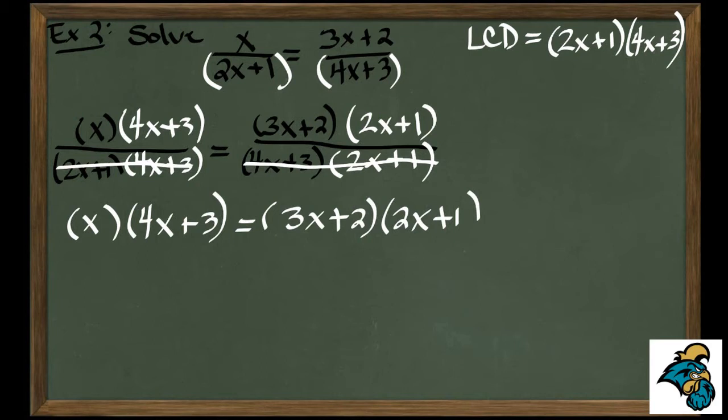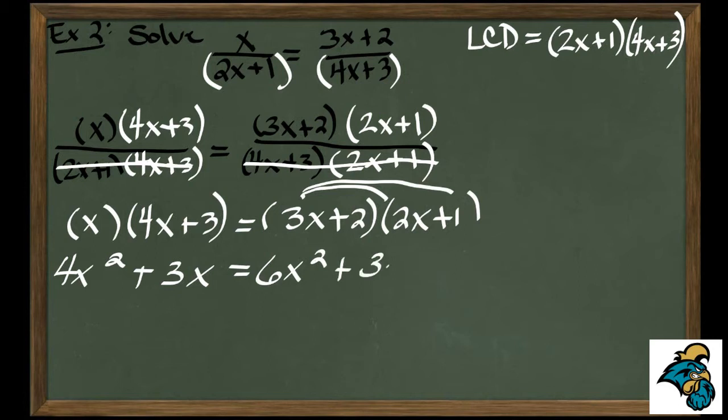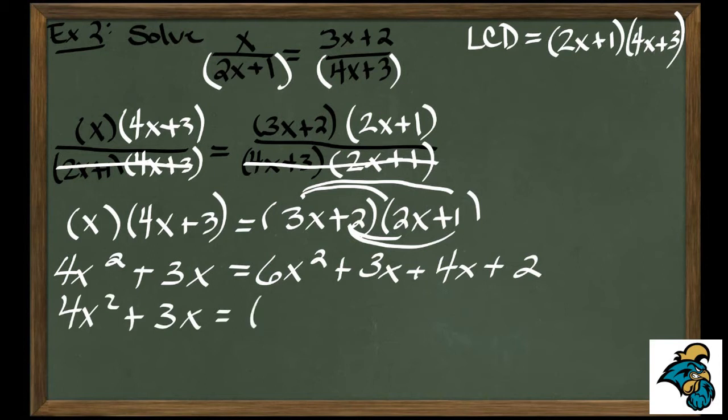At this point, I need to figure out how to solve this. I'm going to distribute on the left-hand side and on the right-hand side, which we'll call FOILing. That leaves me with 4x squared plus 3x equals, when I FOIL on this side, 3x times 2x gives me 6x squared. The outer, 3x times 1, gives me plus 3x. Inner, 2 times 2x gives me plus 4x. And last, 2 times 1 gives me plus 2. So I have 4x squared plus 3x equal to 6x squared, and I'll combine the 3x and the 4x to give me 7x.